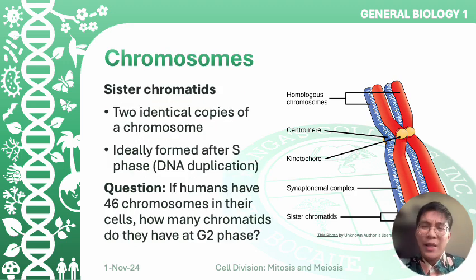Okay? Now, meron pa tayong isa pang term noon, tawag ay sister chromatids. Diba? May chromosome na nga may chromatids pa. So, ano ba tong chromatid na yan? Sister chromatids yung usual na tawag sa kanya kasi nga, magkakasama yung kopya ng chromosome. So, this is the two identical copies of a chromosome that is ideally formed after S phase.